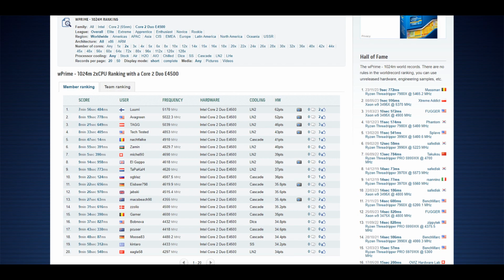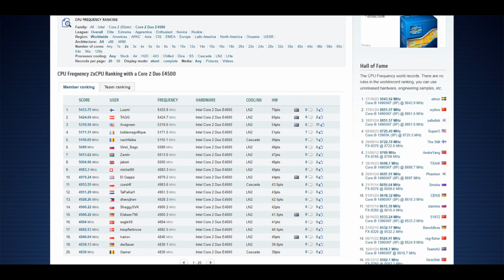And that was like at 5.17. I'm sure I could run it at above 5.2, which would be even faster. But yeah, I'd rather use the remaining LN2 on something else. Then the single threaded stuff was absolutely interesting.